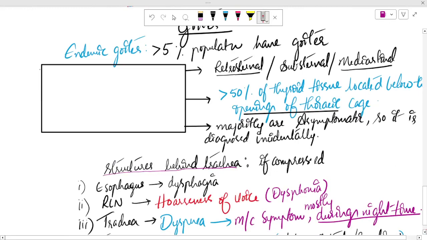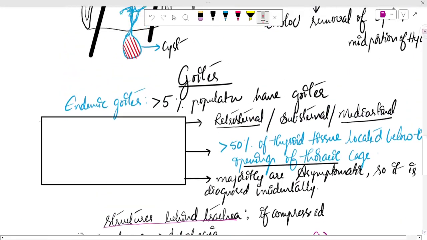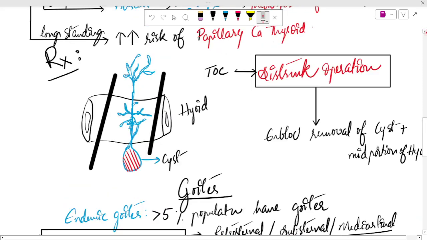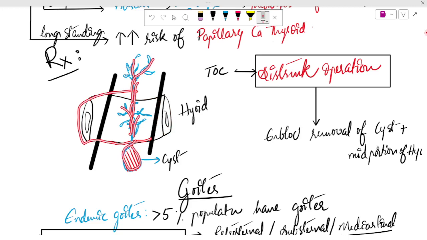Now, what is the treatment for thyroglossal cyst? See, what happens is, this is the cyst, this is the tract. Here there is a formation of cyst, right? Now, we already explained that the hyoid bone is related to the thyroid level. So this is the hyoid bone, this black one is the hyoid bone, right? Now this is the tract, and here there is a cyst.